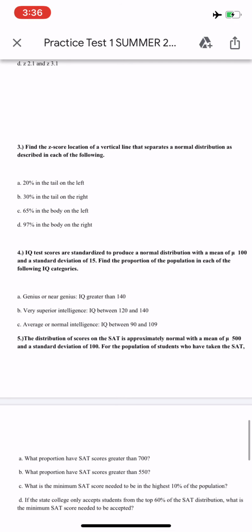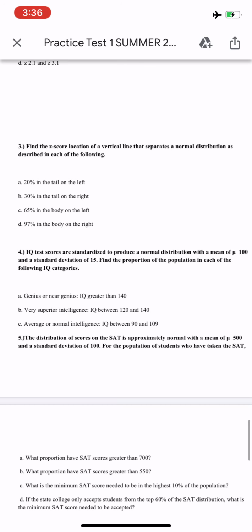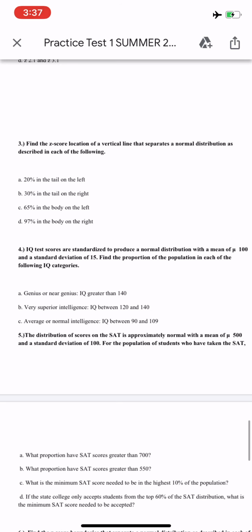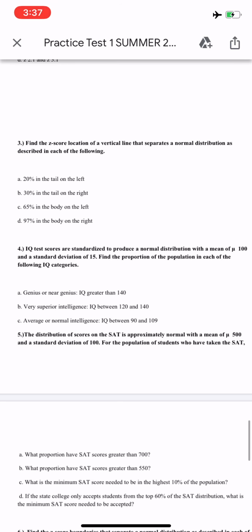So 140 is going to be the X value in your z-score formula. So you're going to do 140 minus 100 divided by 15 equals 2.67. Now, if we're looking greater than a positive z-score, we know we look in the tail. So you go to the tail for 2.67, and that comes out to 0.0038.